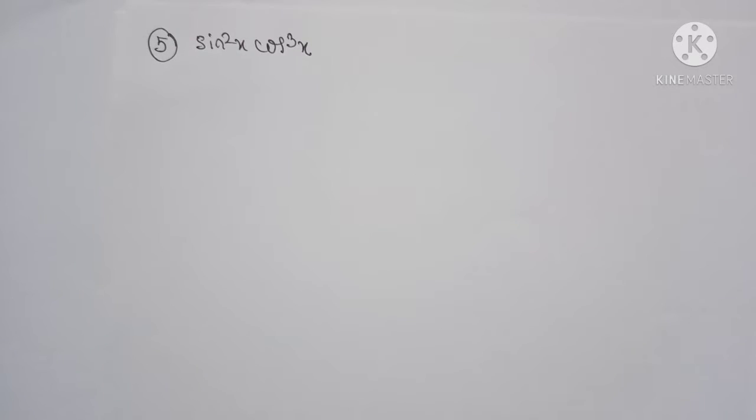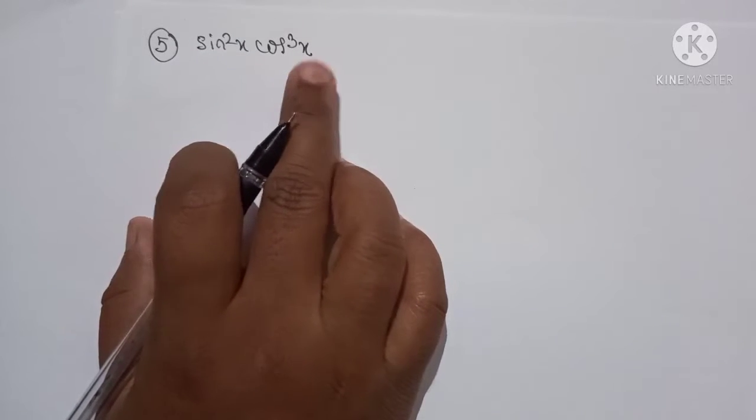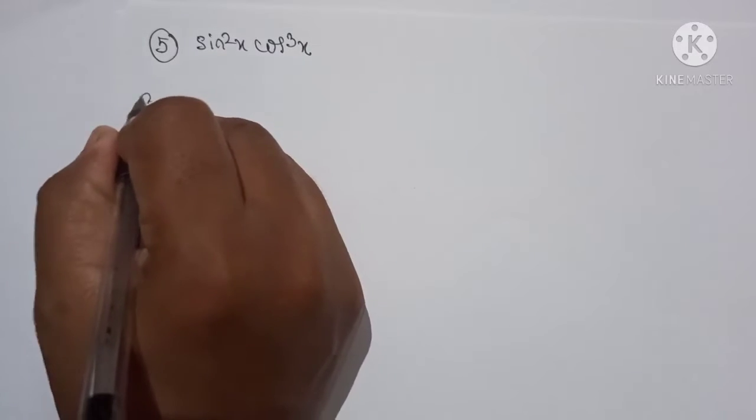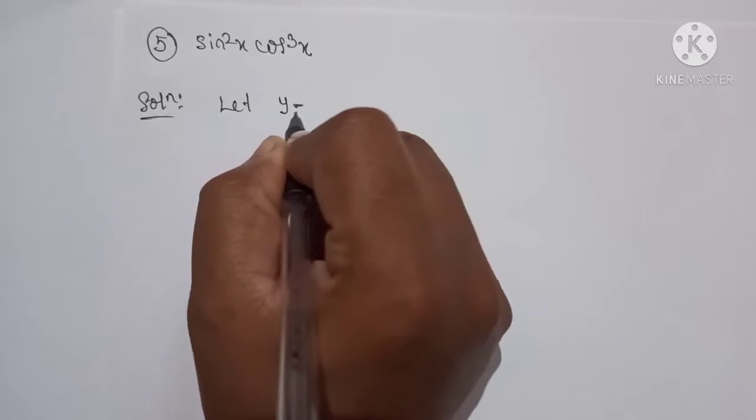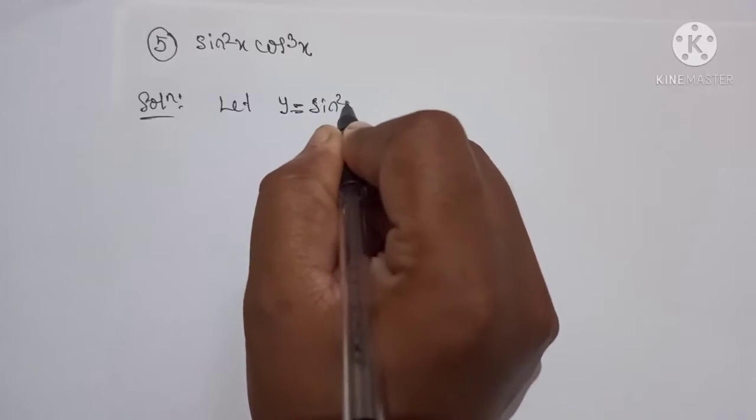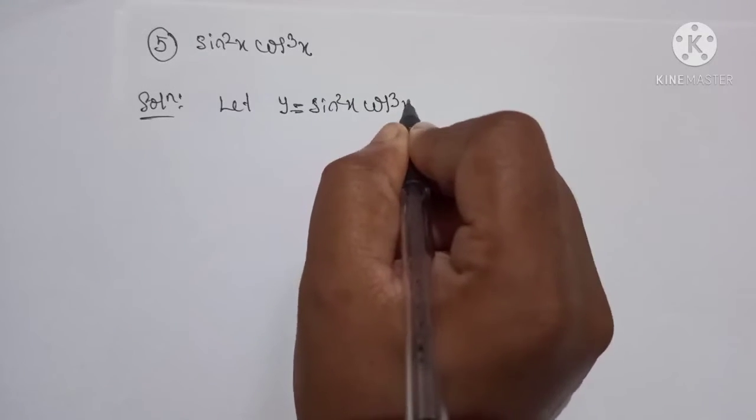Next problem, sin square x into cos cube x. Okay, so here, first let the given function be y equals sin square x cos cube x.